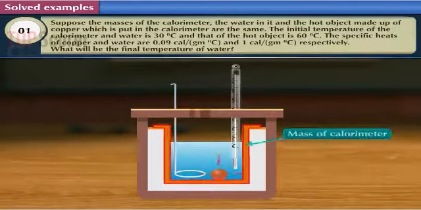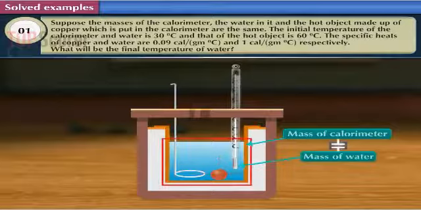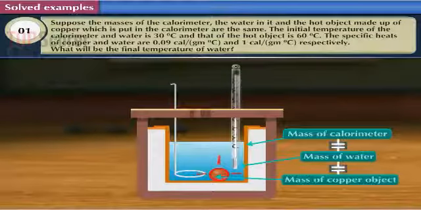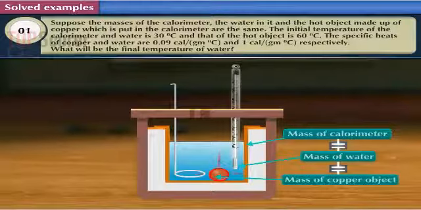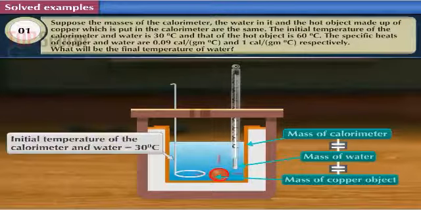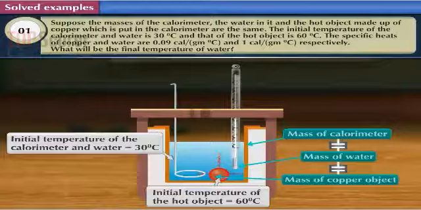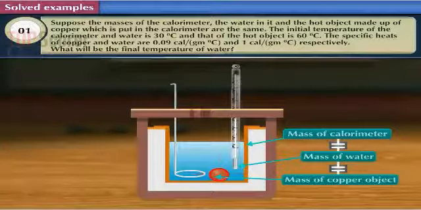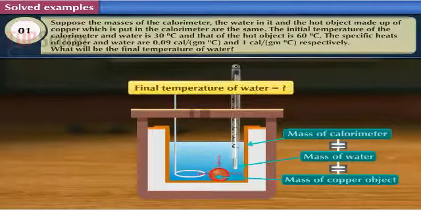Solved examples. 1. Suppose the masses of the calorimeter, the water in it, and the hot object made up of copper, which is put in the calorimeter, are the same. The initial temperature of the calorimeter and water is 30 degrees Celsius, and that of the hot object is 60 degrees Celsius. The specific heats of copper and water are 0.09 calorie per gram degree Celsius and 1 calorie per gram degree Celsius respectively. What will be the final temperature of water?